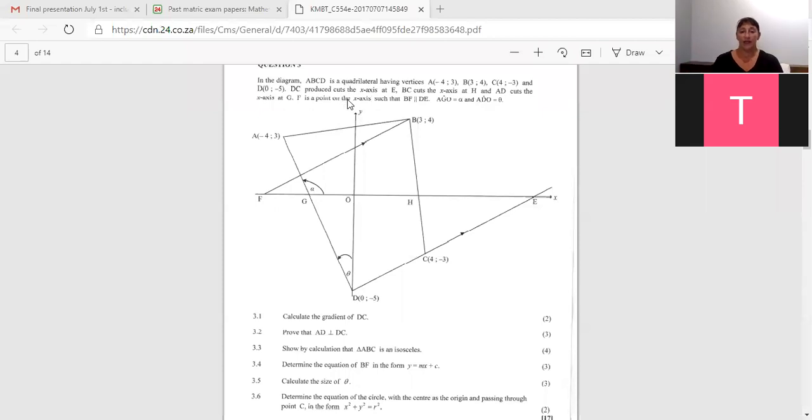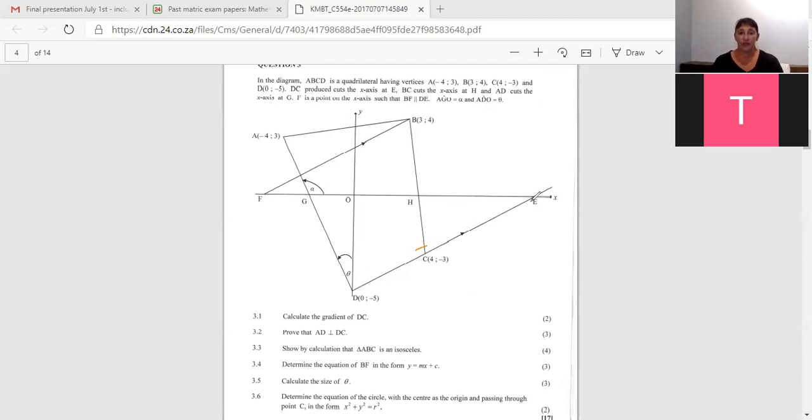Right, so we're going to have a look at this question first, and then I'll elaborate as we go along if we need to explain anything in detail. All right, so remember, always read all the instructions carefully. In the diagram, ABCD is a quadrilateral, so just a four-sided figure. You can see that anyway. They've given you A and B and C and D.